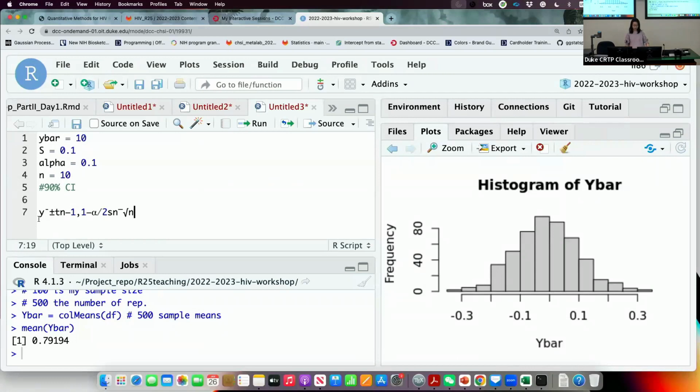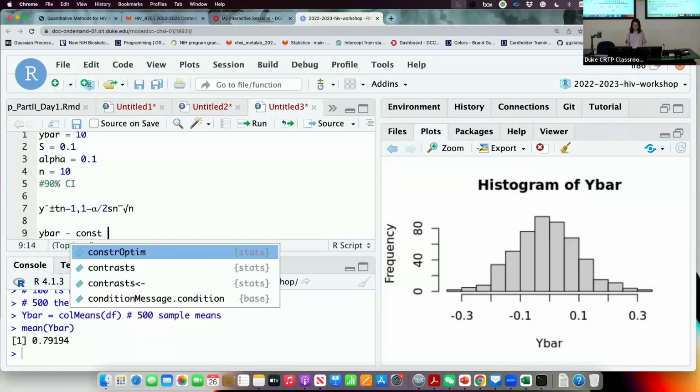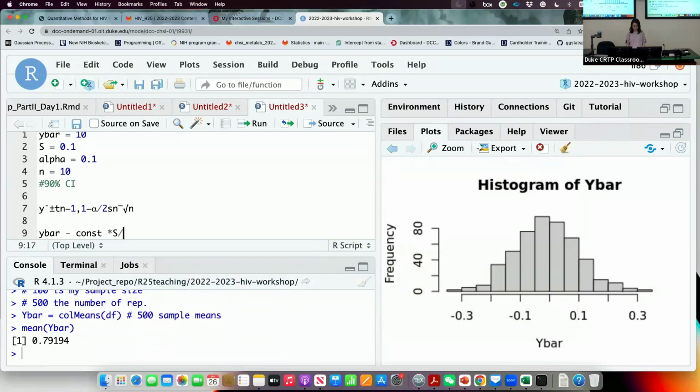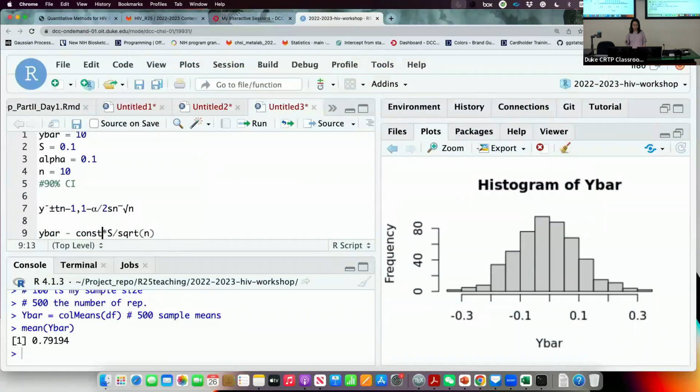So we can just follow the formula. First of all, we are going to calculate the left limit, which is y bar minus a constant times s divided by the square root of my sample size. This is according to the formula: y bar plus or minus a constant times s divided by the square root of the sample size. We know y bar, we know the sample standard deviation, and we know the sample size. What's left is this constant.